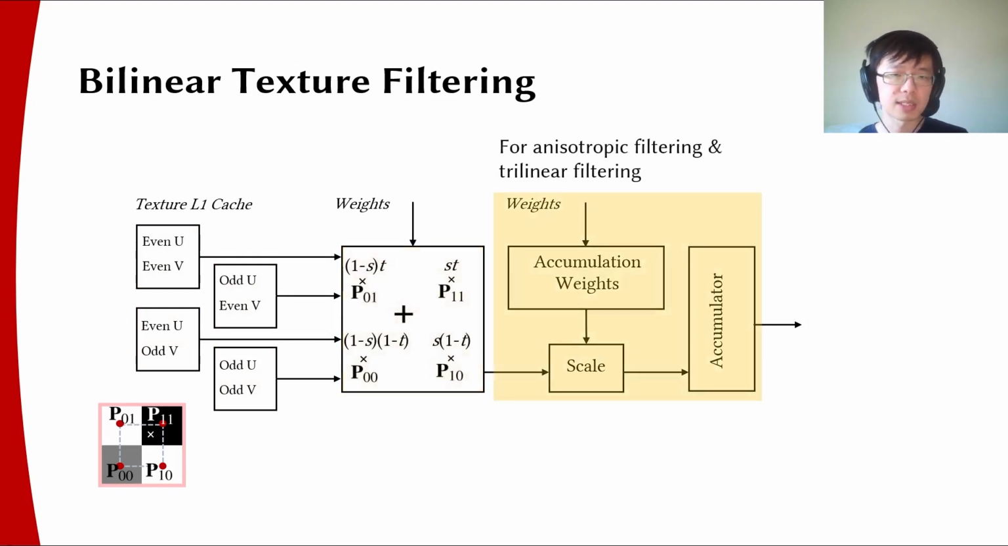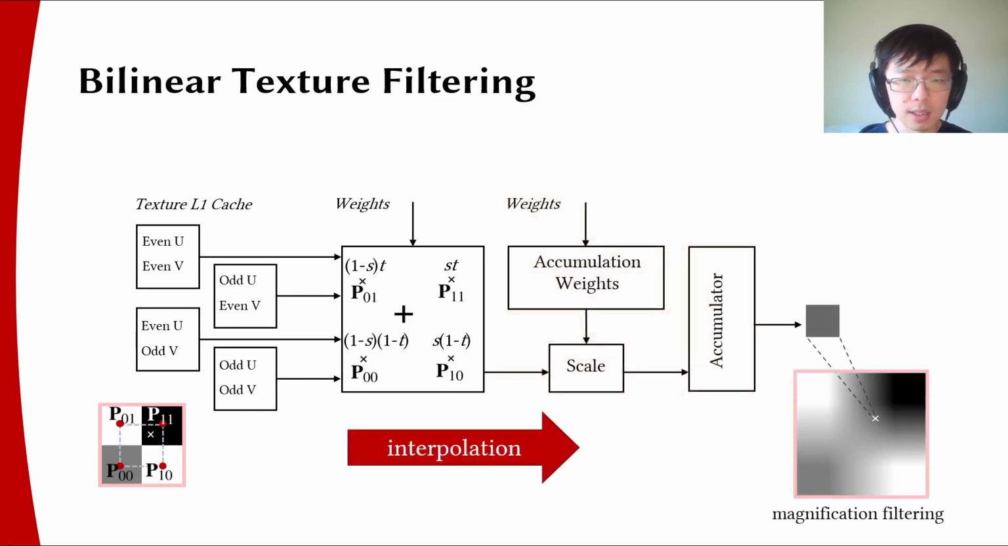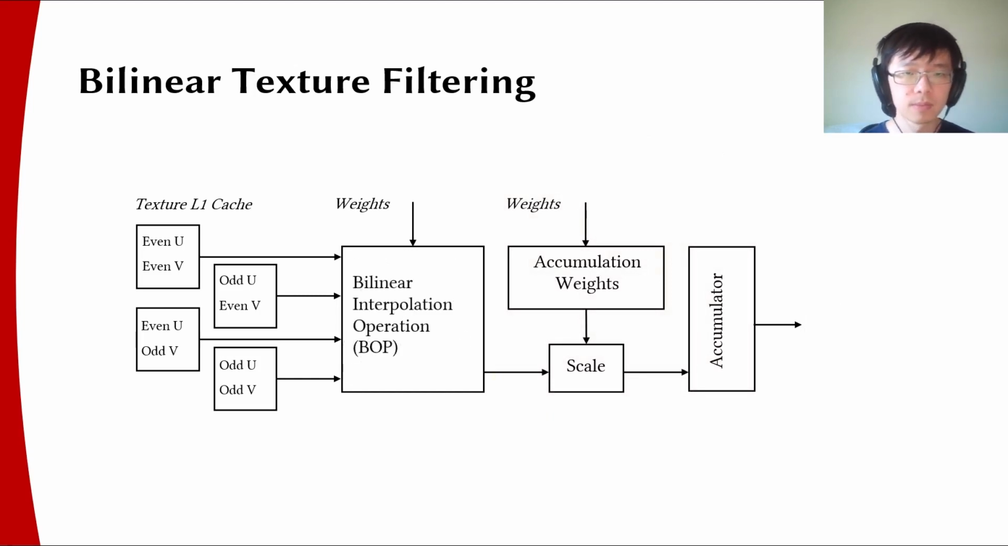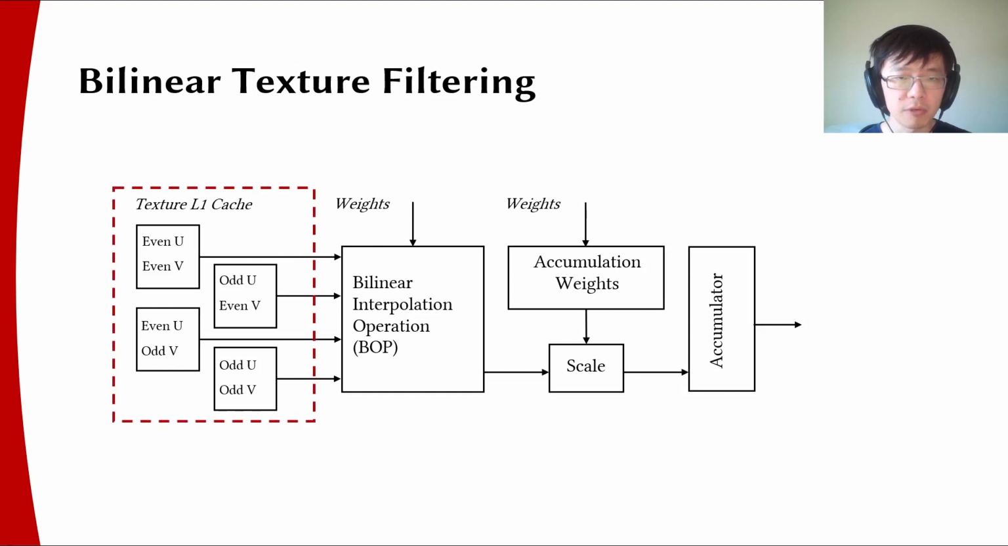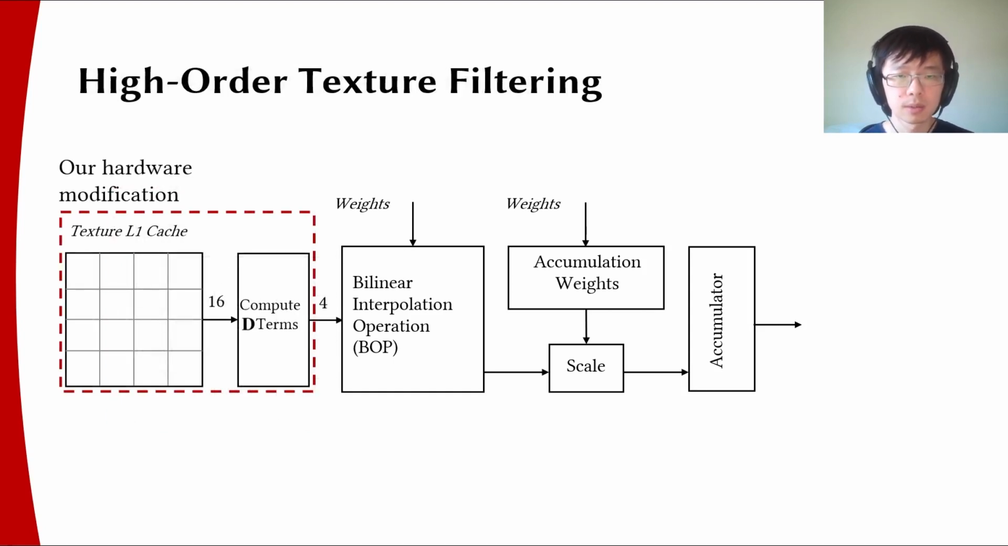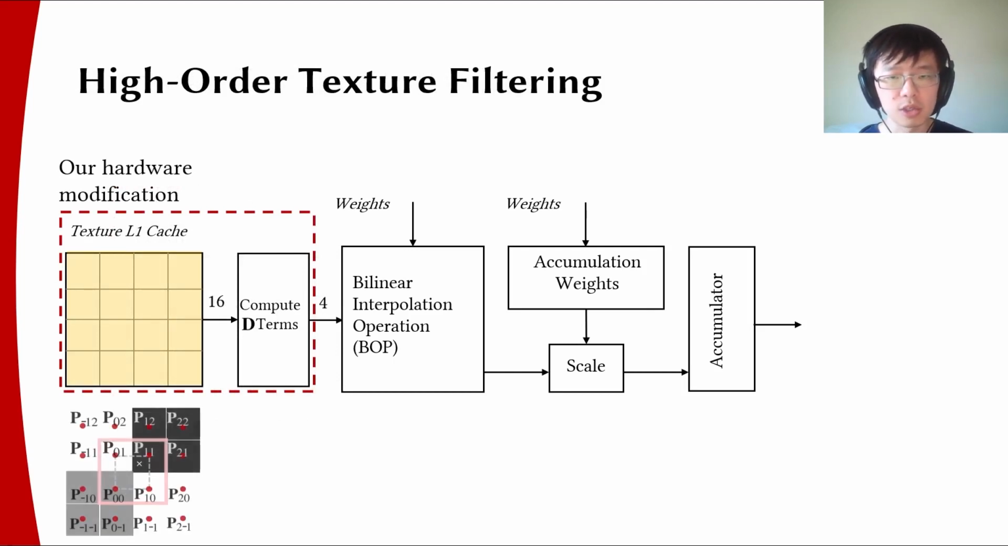The result can be optionally scaled and accumulated on top of results of previous interpolation passes for anisotropic filtering and trilinear filtering. In this example, it simply outputs the color interpolated from the 4 texels without scaling. To support high-order interpolation, we take the existing pipeline and modify the circled part. The texture L1 cache is modified to have 16 banks. This allows reading up to 4x4 blocks of unaligned texels in parallel, which is good enough for bicubic texture filtering. An additional unit is added to compute d terms, or high-order difference terms.